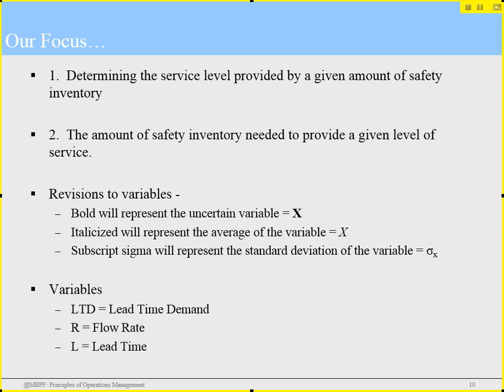So we can have a subscript sigma that's sigma/LTD, which is the variation, the standard deviation of the lead time of demand. We can have the standard deviation of lead time, and so we've got that standard deviation can come in many different formats as we work through the chapter here.